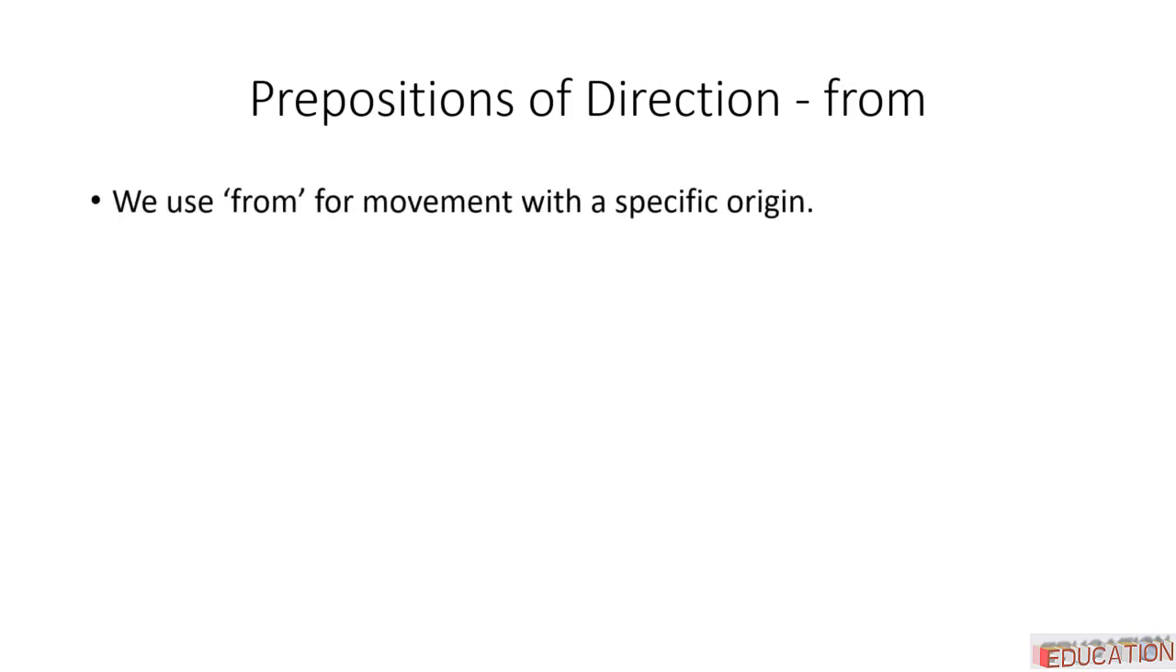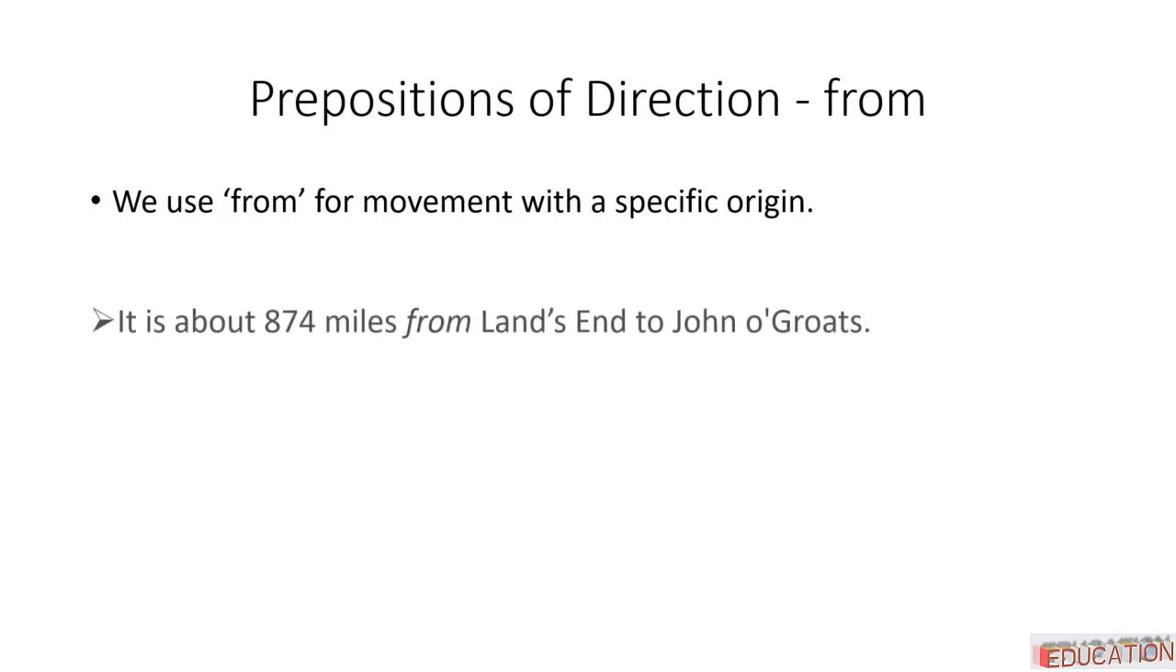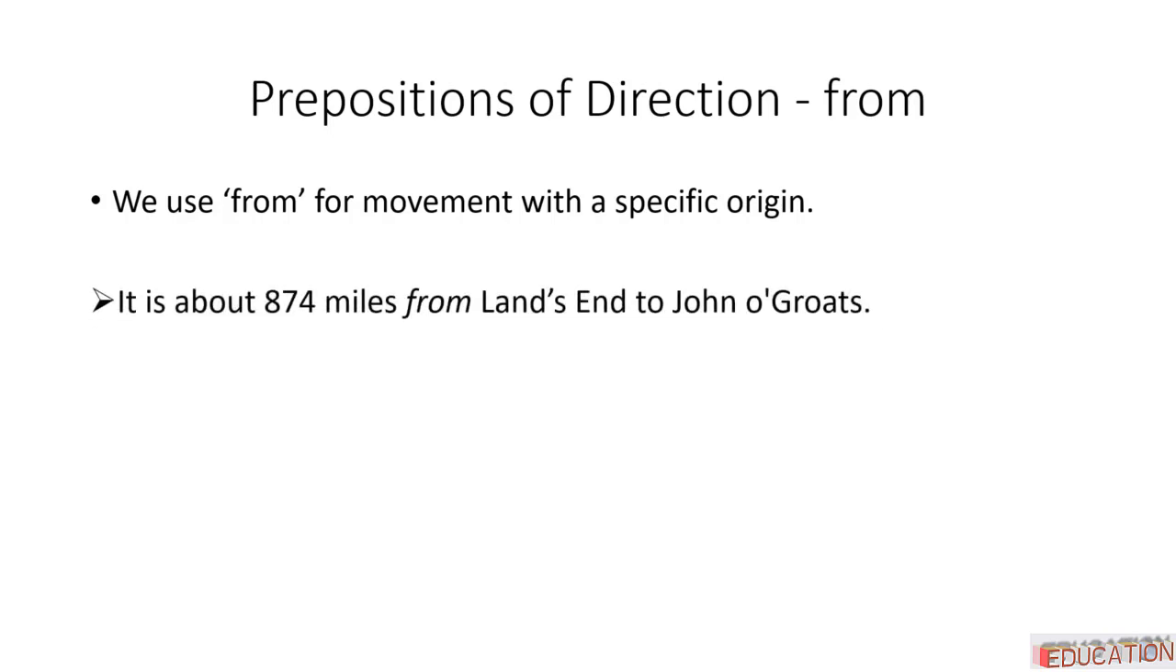And we use from for movement with a specific origin. It's a bit like the opposite of to. It is about 874 miles from Land's End to John O'Groats. And just to explain that, Land's End is a very southern tip of the United Kingdom, and John O'Groats in Scotland is a very northern tip of the United Kingdom, and Land's End to John O'Groats generally is the longest distance throughout the United Kingdom.